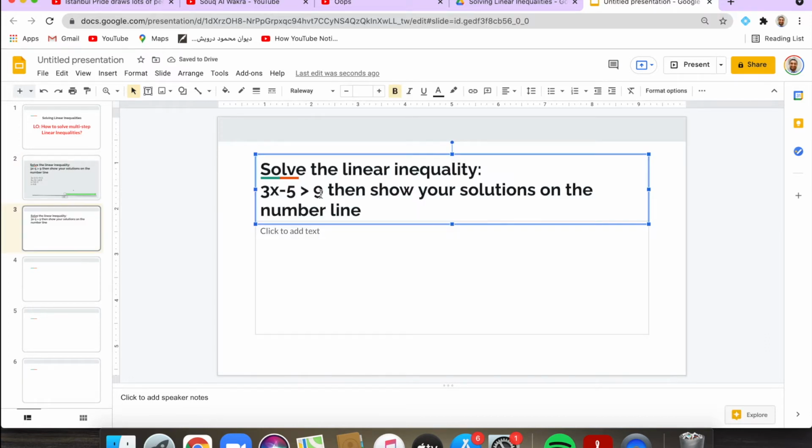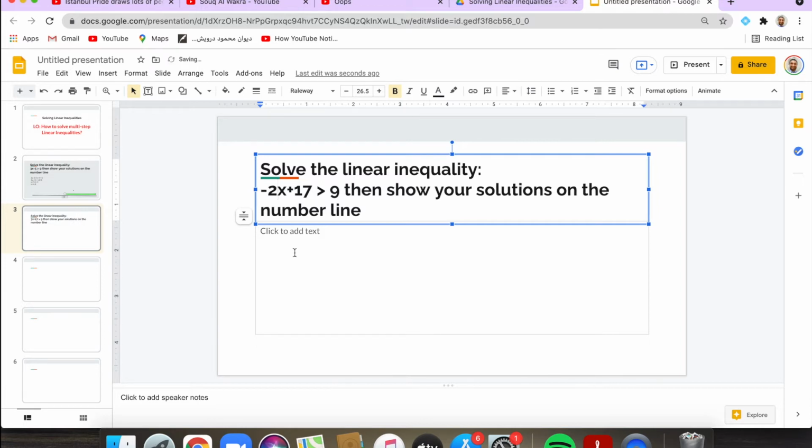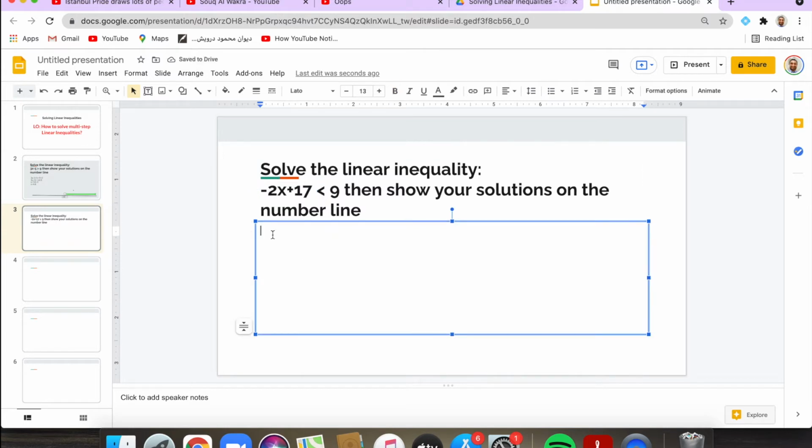So the second question, I will just change something, maybe here, like by saying plus 17. Then here I will write, instead of 3, negative 2x plus 17, and let's make it less than 9. How to solve it? So I will start with negative 2x plus 17 minus 17 because I want to get rid of 17, less than 9 minus 17. So now negative 2x will be alone, less than, because positive 17 minus 17 is 0, 9 minus 17 is negative 8. Now I will divide both sides by negative 2.